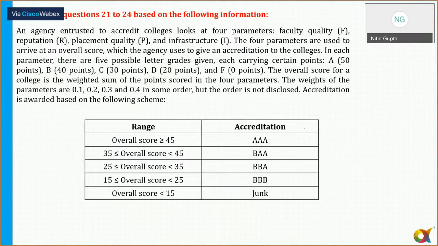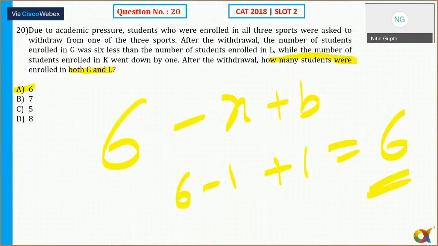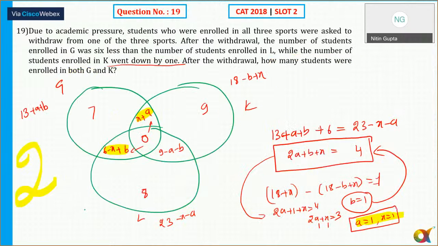Even if you get 35 you can get 99%. So it's always about picking the right set. It's not about trying and solving each and every set. That is what CAT is all about.